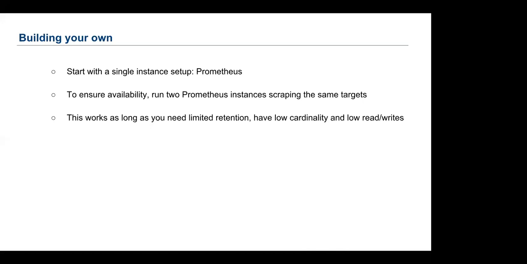Obviously, if you have one box, what happens if the box goes down? You just lose metrics. The way they solve it is that you run 2 boxes which are doing the same thing. If one goes down, you switch to the other, and if the other goes down, hopefully you can switch back to the first one. This works great. It's easy. But it only works as long as you need limited retention, have low cardinality, and low reads and writes, because at the end of the day, you're bottlenecked by that single box. They actually had to place a lot of limits around your read traffic and write traffic so that you don't blow up that box.